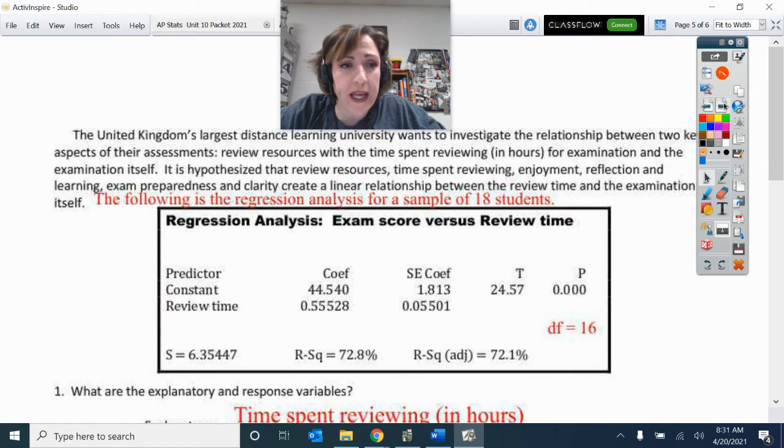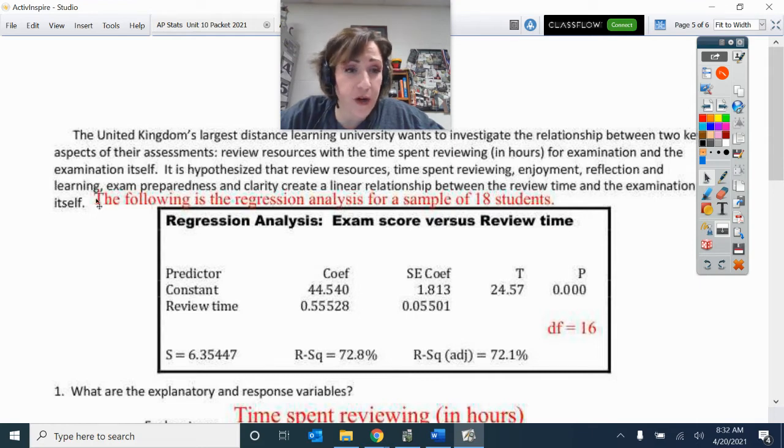Here's our problem with the computer printout. The United Kingdom's largest distance learning university wants to investigate the relationship between two key aspects of their assessments: review resources and how much time they spent reviewing. Looking down here in my computer printout, review time is that x variable, that explanatory variable. And then the examination score itself is the response.